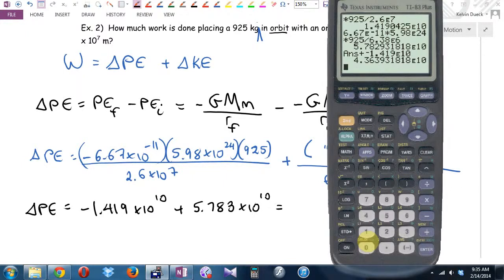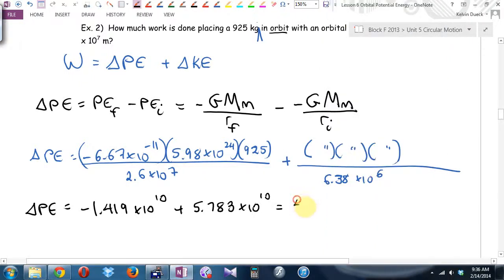Okay, are we getting the same answer? 4.3639 times 10 to the 10th? No? Yes? Yeah? Anybody else? This is lots of typing. So I'm totally willing to make, yeah? Okay. 4.3639. Put a box around it because, trust me, you'll have to go hunting for it later.